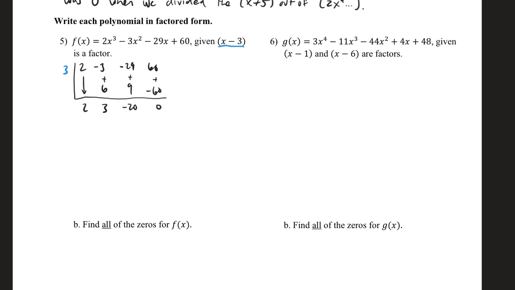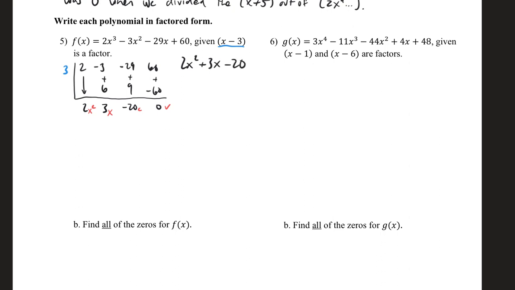All right, so there's that 0, because they said it was a factor. So that 0 remainder is what we need there. That's our remainder, that's our constant, that's our x, that's our x squared. X squared should make sense because we had x cubed. Bring that over to the right, so I have 2x squared plus 3x minus 20.